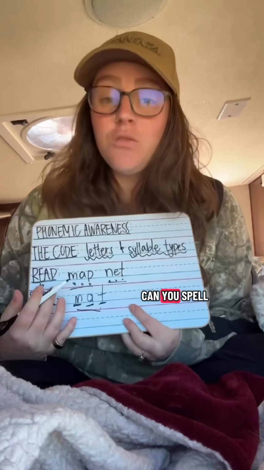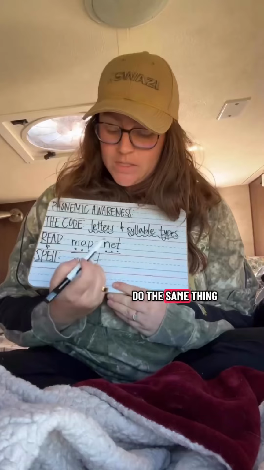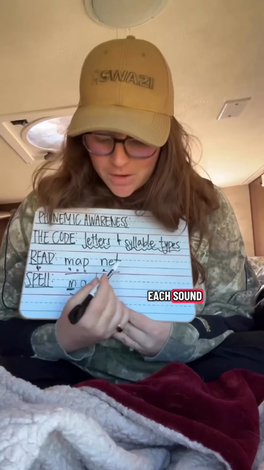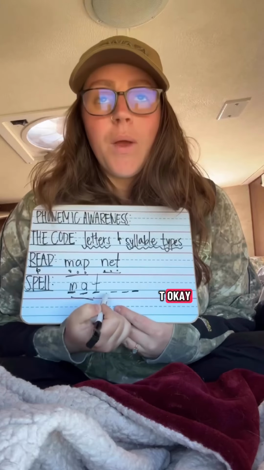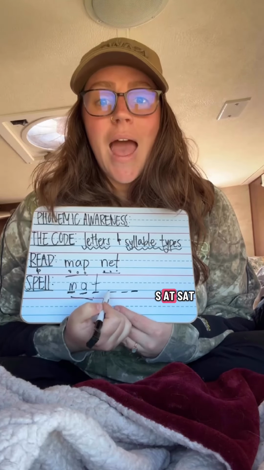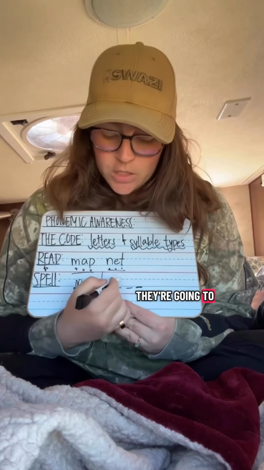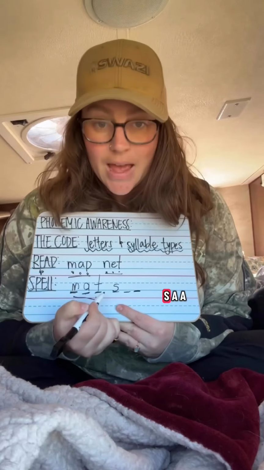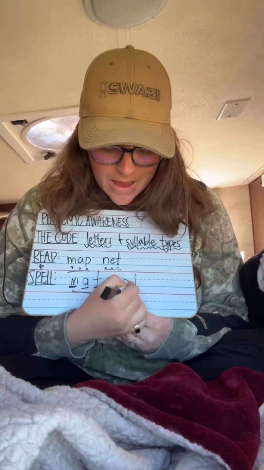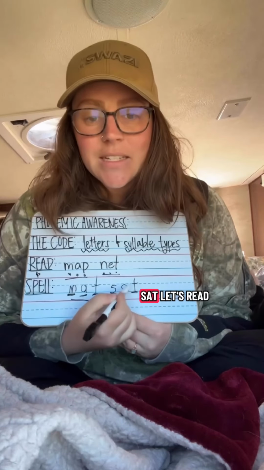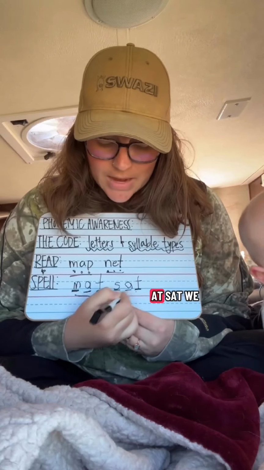Your turn. Can you spell the word sat? Now they're going to do the same thing. They would do the lines for each sound. S, a, t. Okay, what are the letters that say sat? They're going to do it on their own. S, a, sat. Sat. Let's read it. Sat. We spelt the word sat, right?